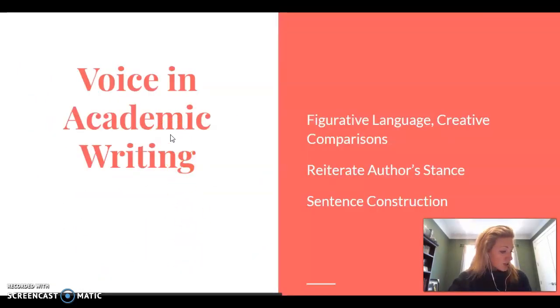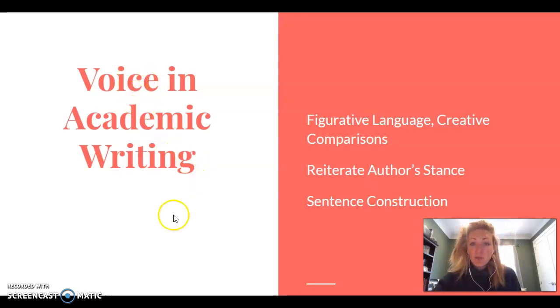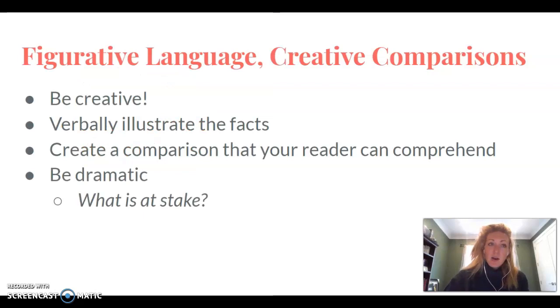Now, in our second draft, we get to start being a little bit more creative and add some voice to our academic writing. Here are 3 different ways that you can add voice to your research paper. One of them is through figurative language or making creative comparisons. This is fun because just because it's an argumentative research paper doesn't mean it has to be dry and boring. Instead, it's going to be more persuasive and argumentative if you actually are engaging to the reader. So you can be creative.